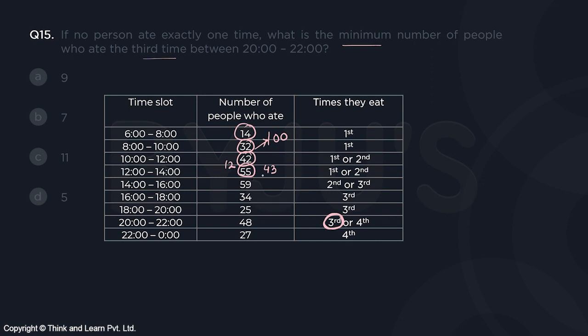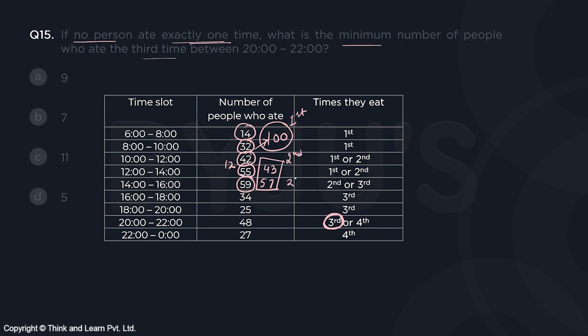But 59 plus 43 will make it 102. So I can take 57 people eating for the second time. So 43 plus 57 people ate for the second time, that is 100. 100 people ate for the first time. My condition is satisfied that no person ate exactly once, because these 100 people now all have eaten for the second time as well.